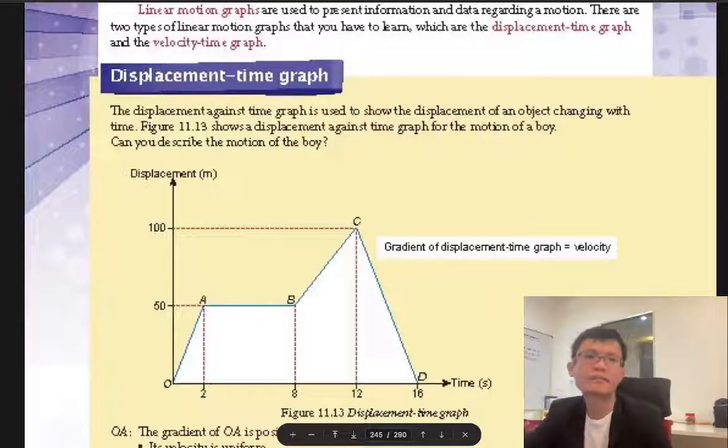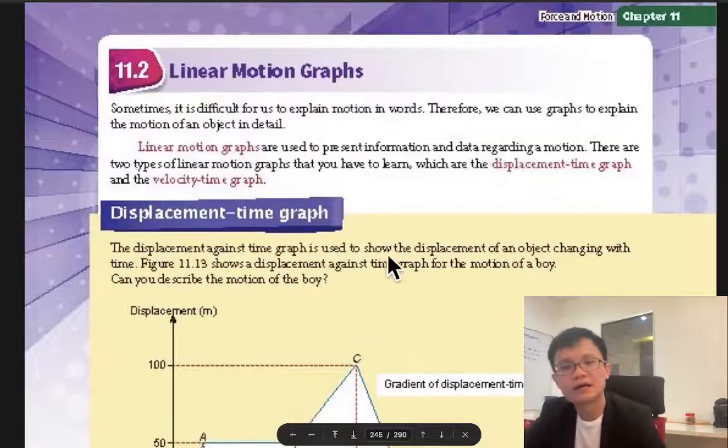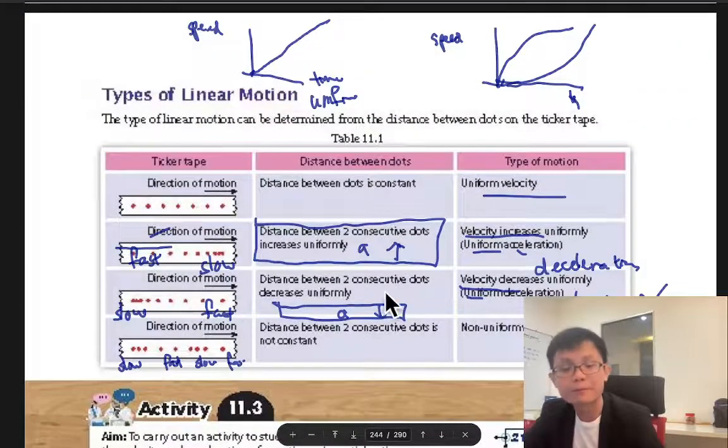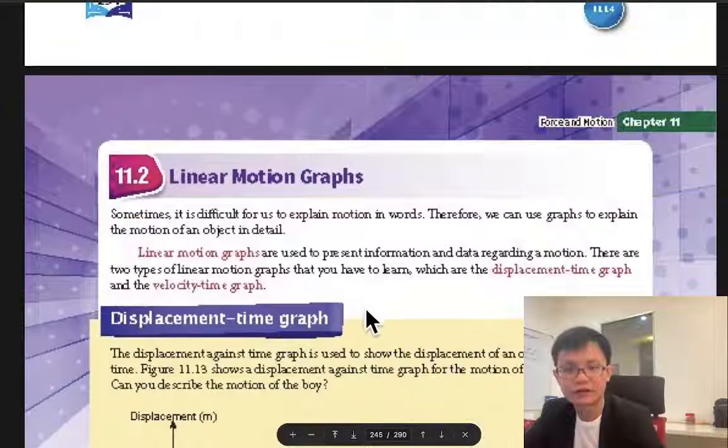Hello students, welcome back. In the previous video, we already learned about the ticker tape. In this video, we are going to look at the linear motion graph.